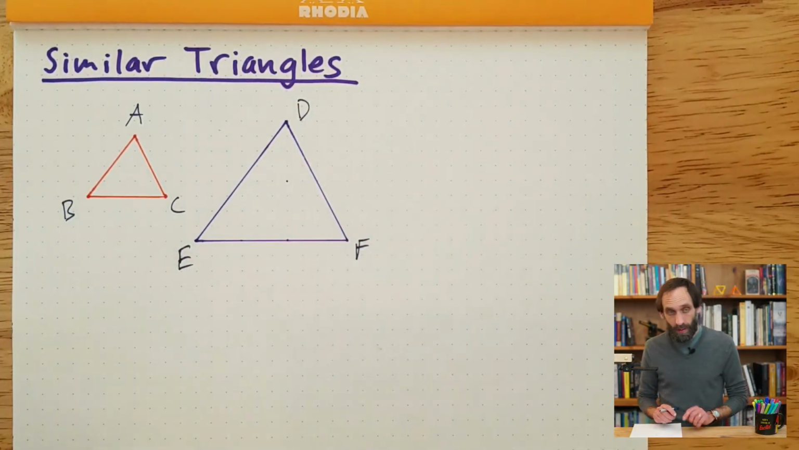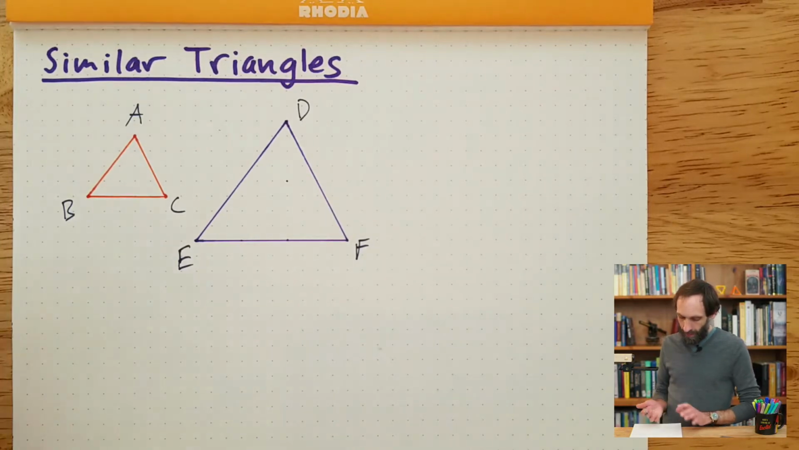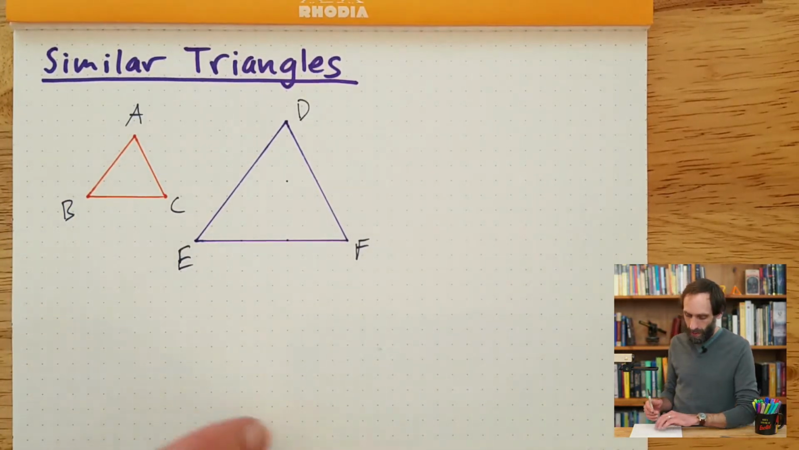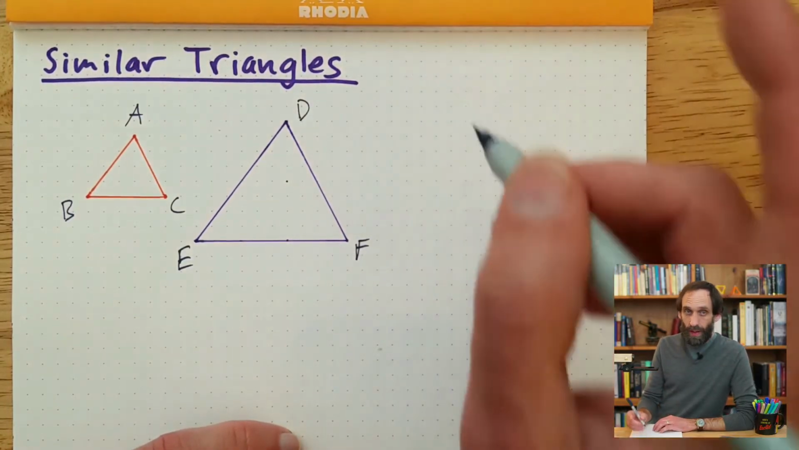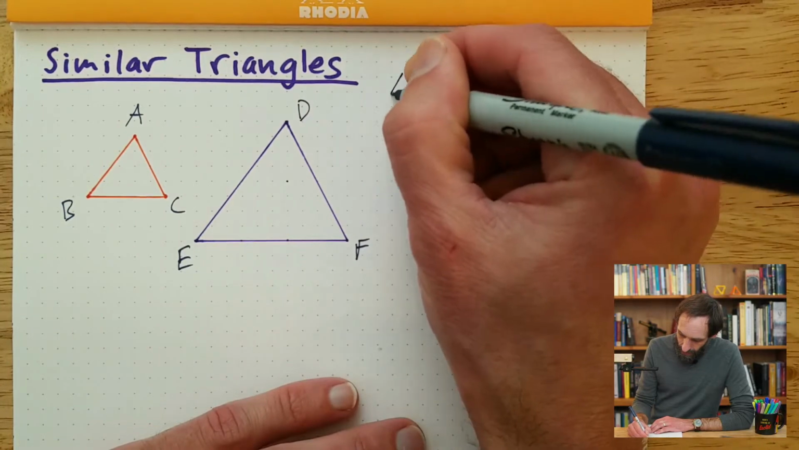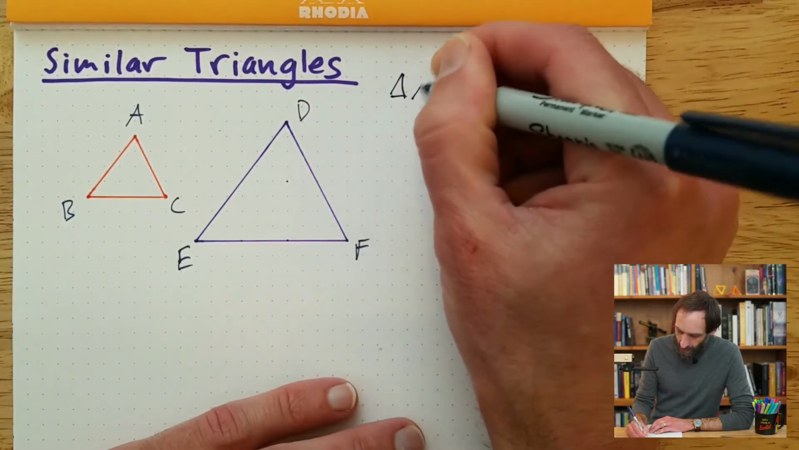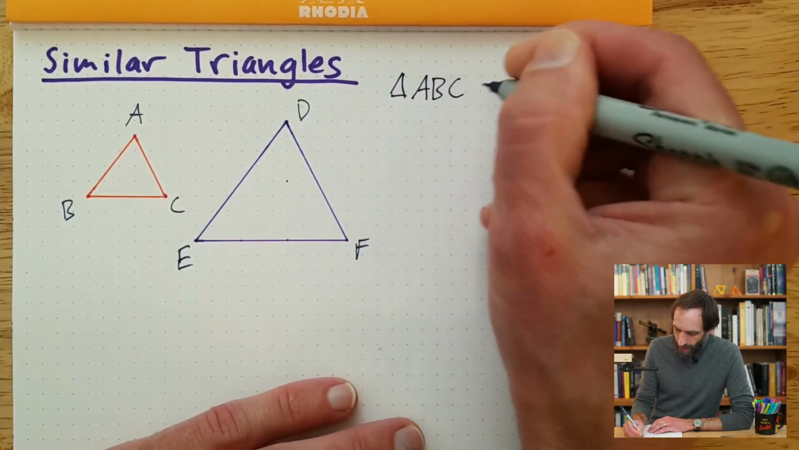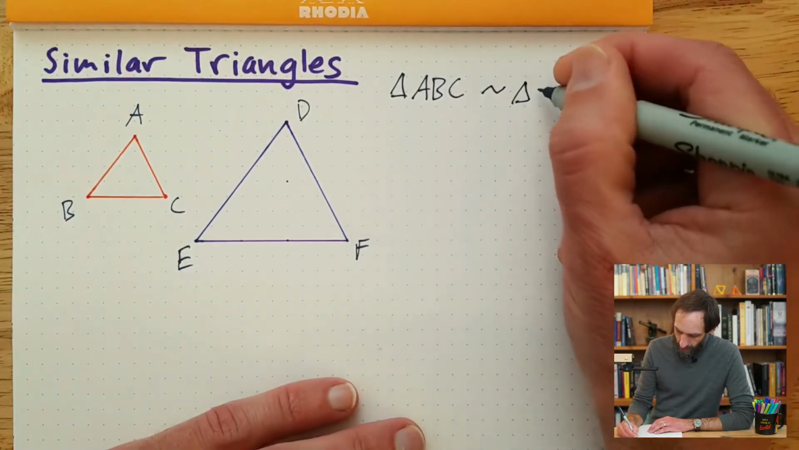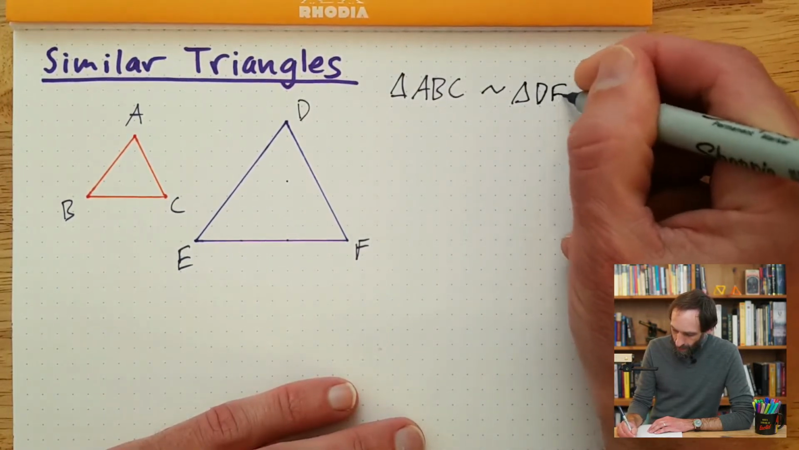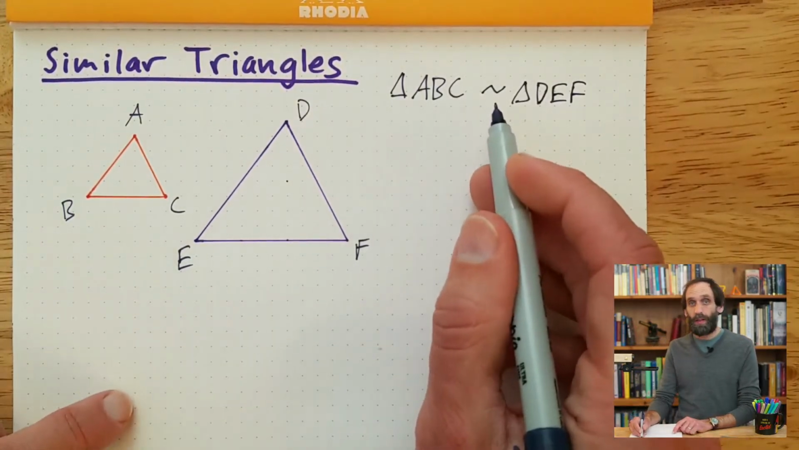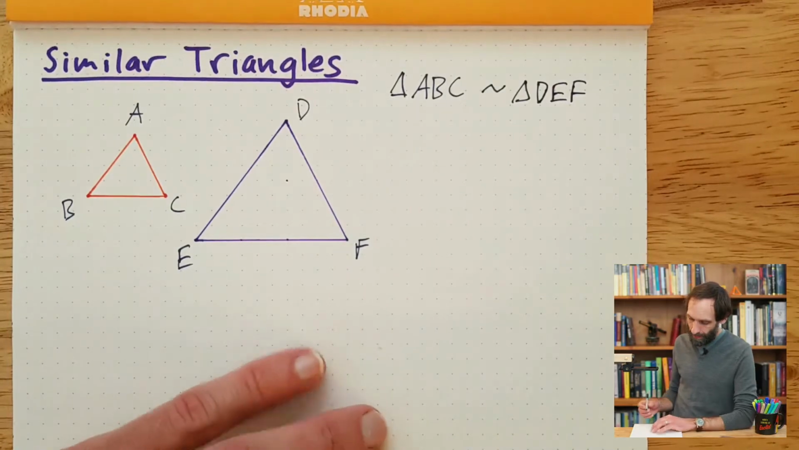Now, these two triangles are similar. And in order for them to be similar, we know two things, right? We know, number one, that all the angles are going to be equal. So actually, let's write out the similarity statement first. We're saying that triangle ABC is similar to triangle DEF. This little line here indicates similarity.